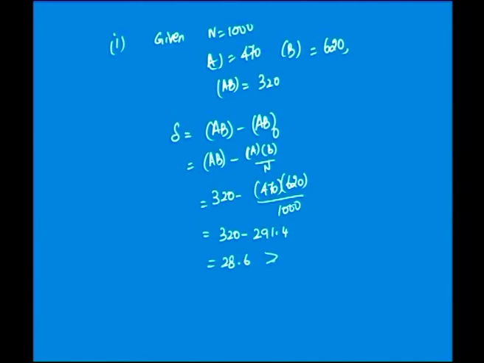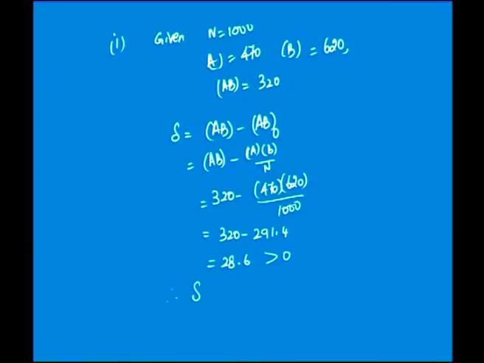So, we have a delta value which is greater than 0. It is neither 0 nor less than 0. It is actually greater than 0. Therefore, delta greater than 0 implies A and B are positively associated. Among the 3 conditions given, here A and B are positively associated in this case.